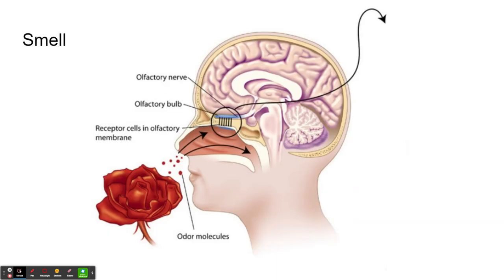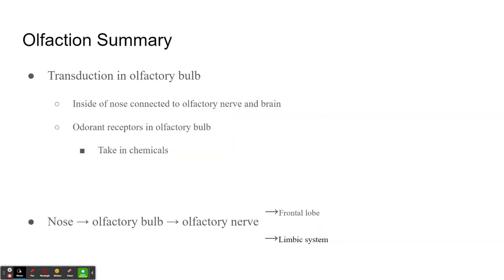Next up, we have smell, where odor molecules or chemicals go into receptor cells in the olfactory bulb, which is connected to the olfactory nerve, which is connected to the brain. Smell sense summary: transduction occurs in the olfactory bulb, which is connected to the nerve, which is connected to the brain. You have odorant receptor cells in the olfactory bulb. This is where the chemicals or the odor molecules are taken in.